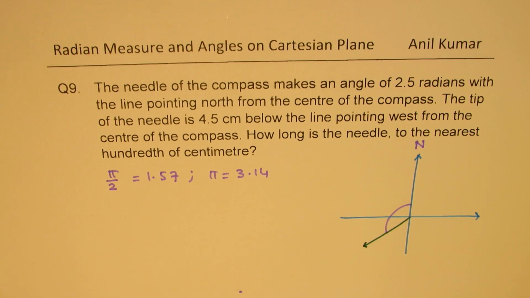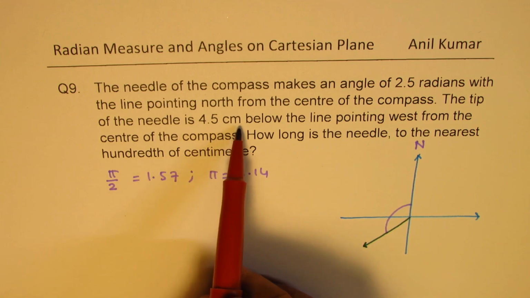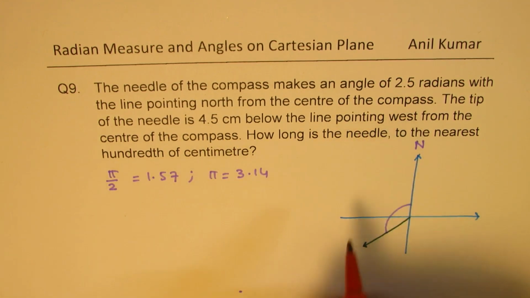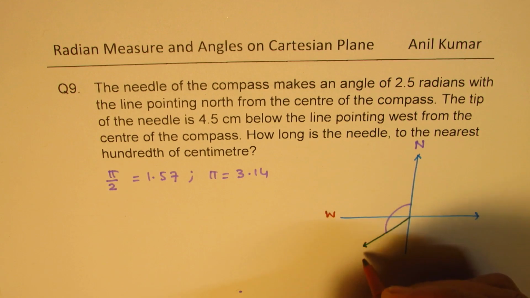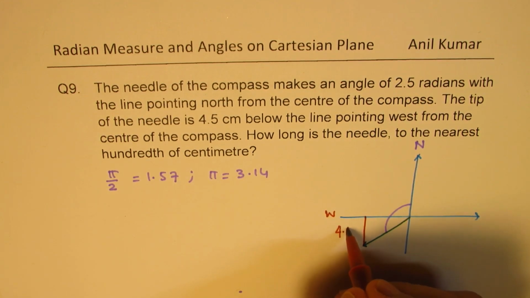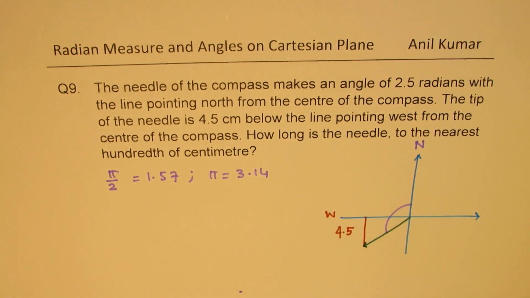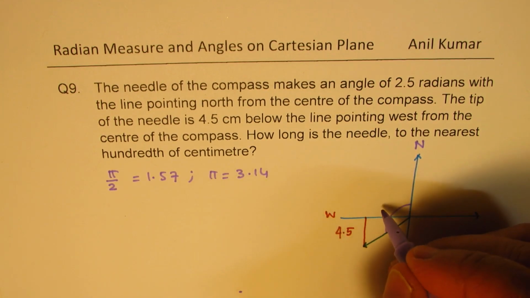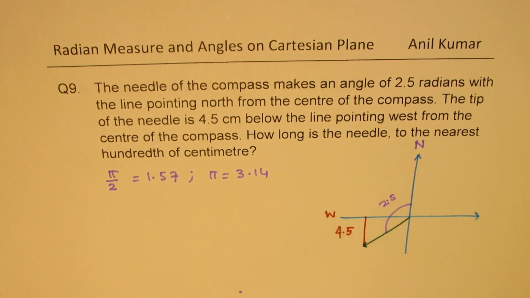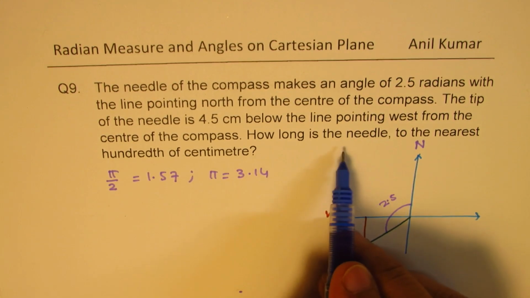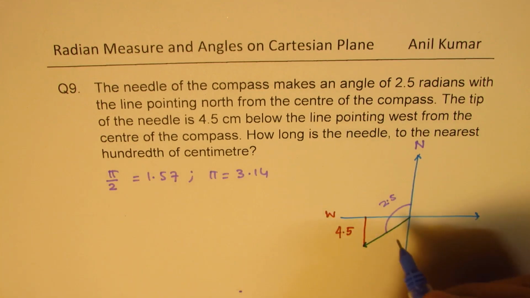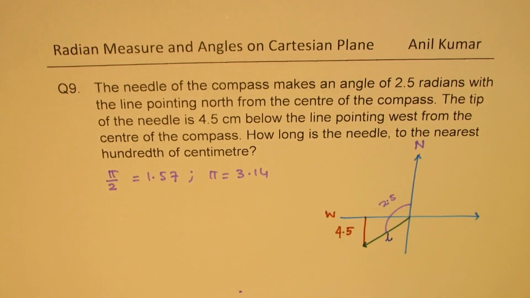Now what the question is saying is that the tip of the needle is 4.5 centimeters below the line pointing west. So that is west. So below this line, that tip is 4.5 centimeters. Is that clear to you? Right? This angle was 2.5 radians. We need to now find the length of the needle. How long is the needle to the nearest hundredth of a centimeter? So this length is what we need to find.